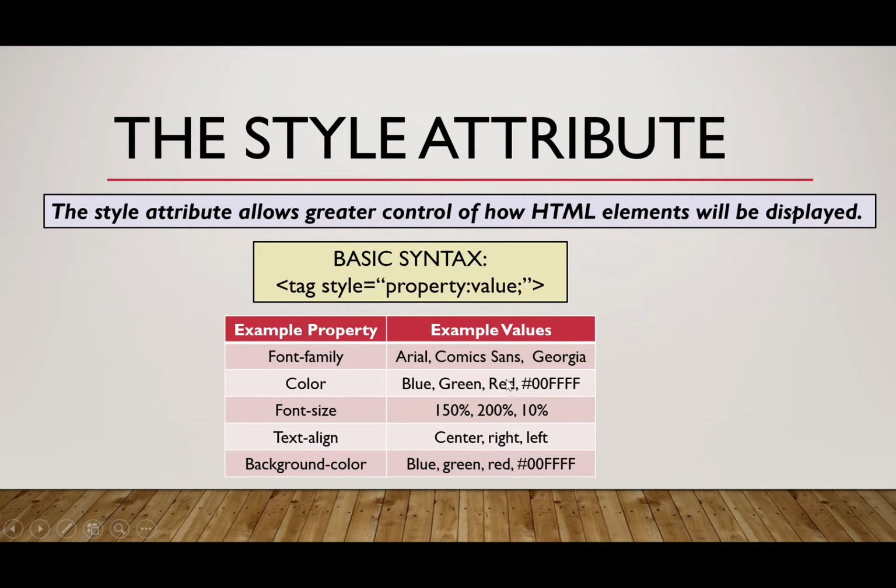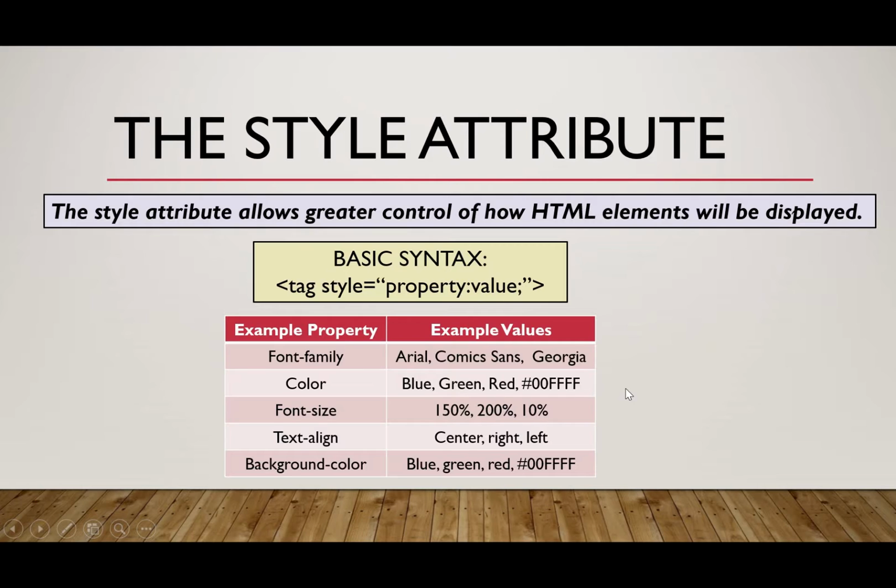00FFFF. That is actually the hexadecimal value for aqua. So you can look up hexadecimal values and put those in as your property value. Font size is in percentages, and then obviously alignment for text is going to be center, right, left. There's actually not a number value for those, but it goes property, then value followed by that.